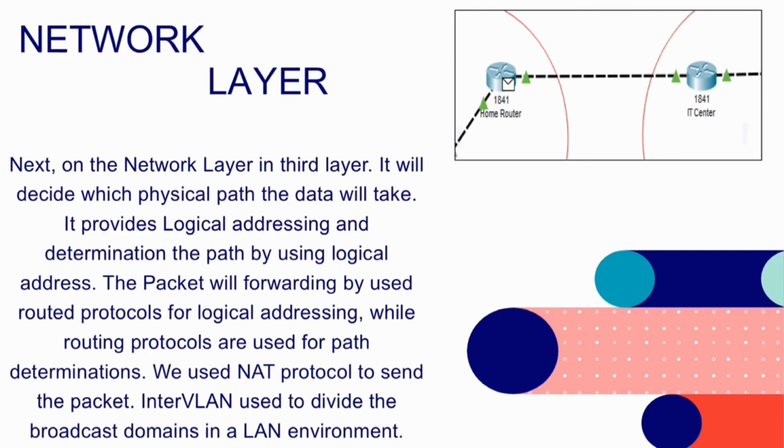Other than that, for the network layer, as you can see, we have the home router and the IT center. The network layer decides which physical path the data will take. The packet contains the logical address, and then the packet is forwarded by using a routed protocol for logical addressing, while the routing protocols are used for path determination. We use the NAT protocol to send the packet. VLANs are used to divide the broadcast domains in a LAN environment.